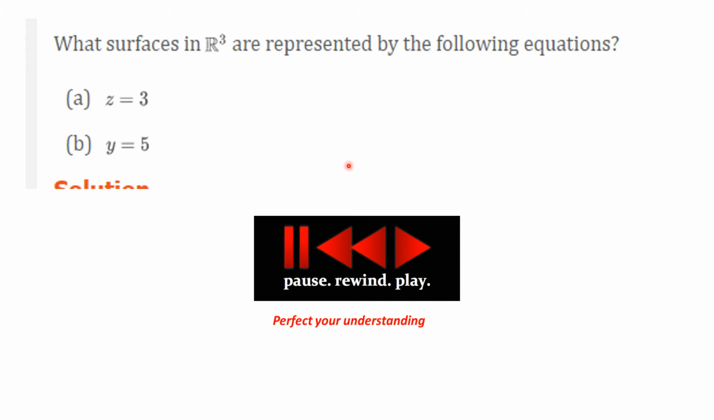And so now we have a problem for you to ponder. What surfaces in R cubed are represented by the following equation? z equals 3 and y equals 5. Spend some time trying to do these. I'll be back in a bit. Okay, I'm back. Let's see how you did.